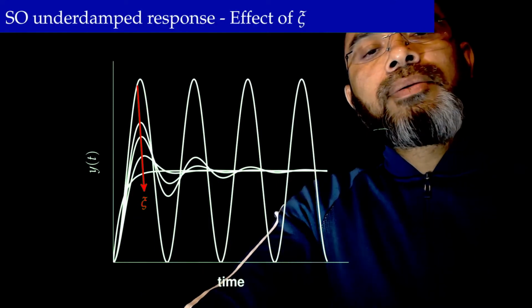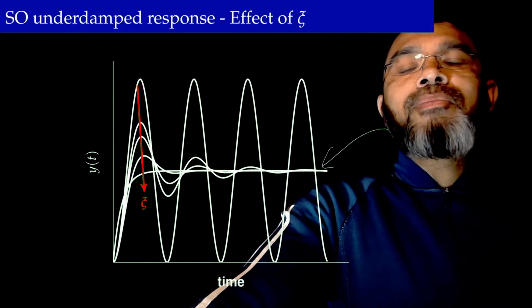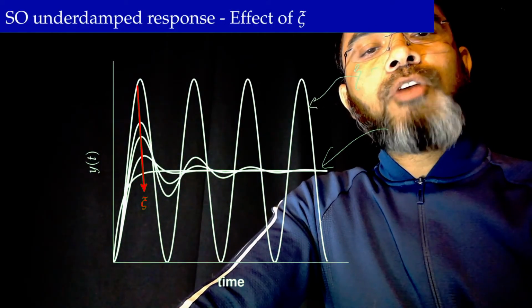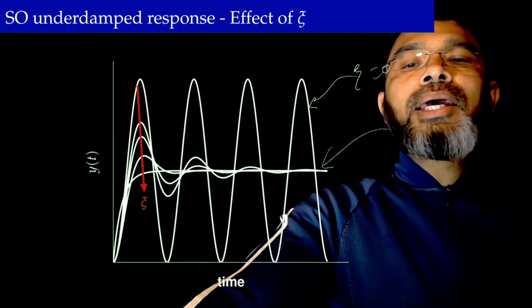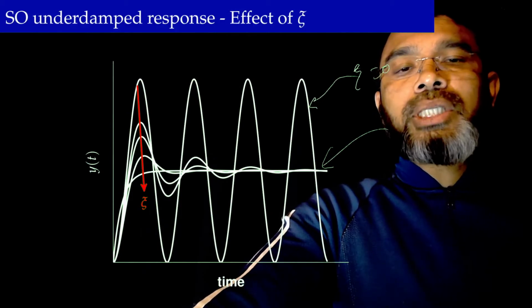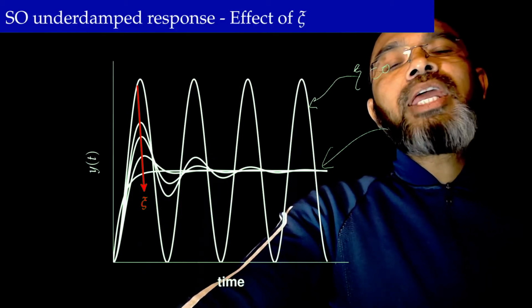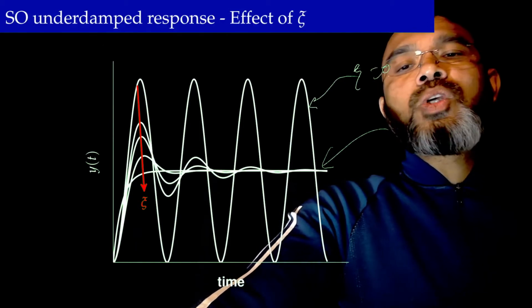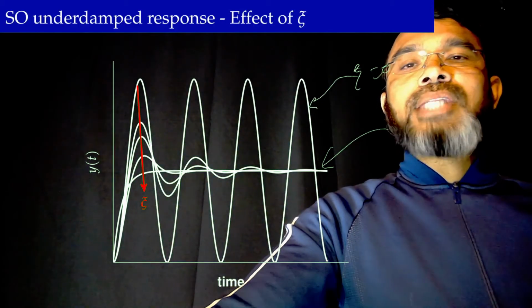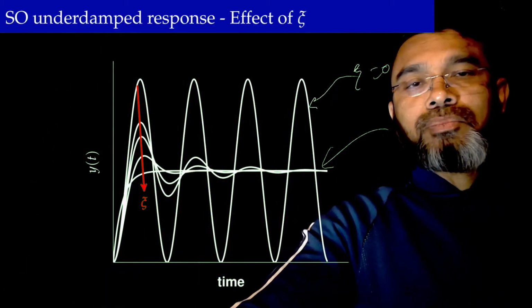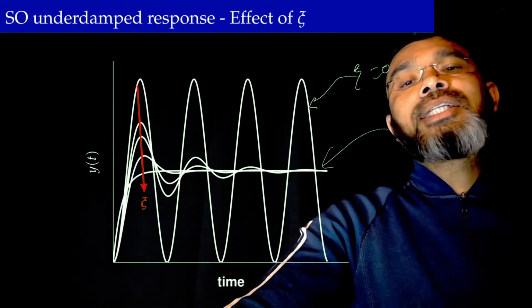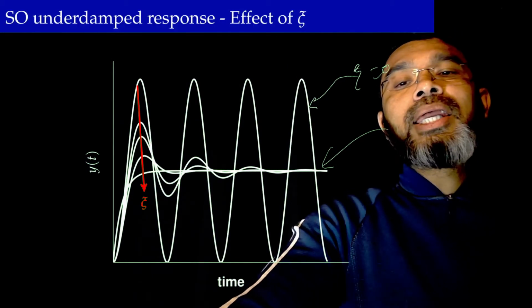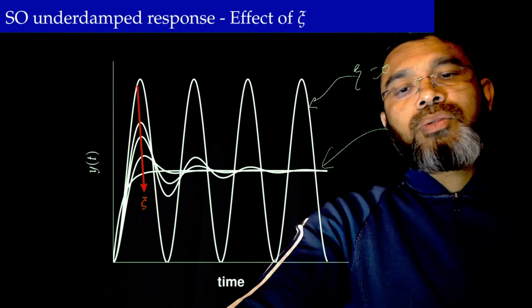All these are second order responses for different values of the damping coefficient. For this one, the damping coefficient equals 0. You see that the sinusoid continues and there is no decaying function, meaning this case is not underdamped; it is called undamped. So we said that a damping coefficient less than 1 but greater than 0 determines the underdamped response. When it is 0, it is not within the category of underdamped, rather it is called an undamped response.